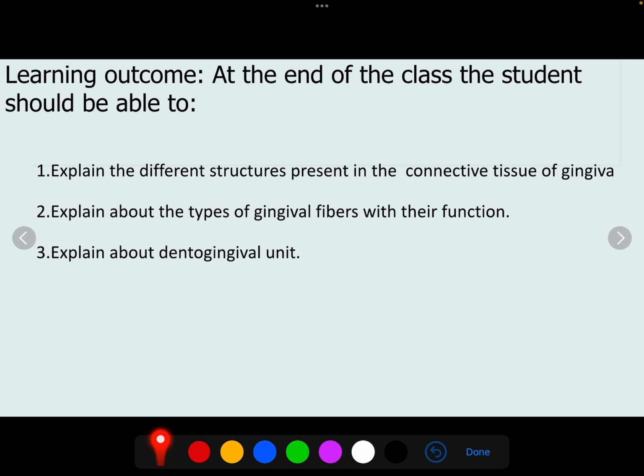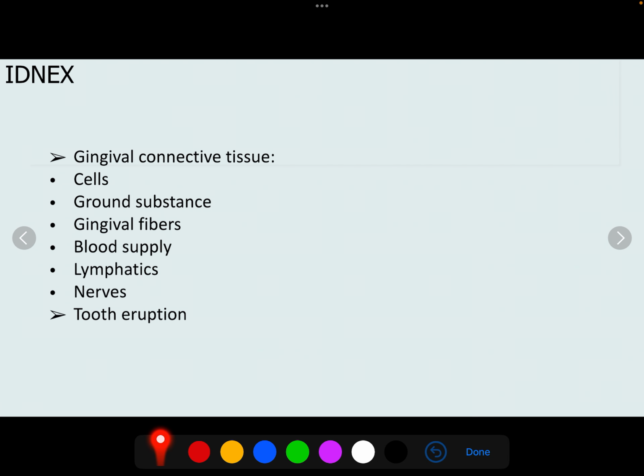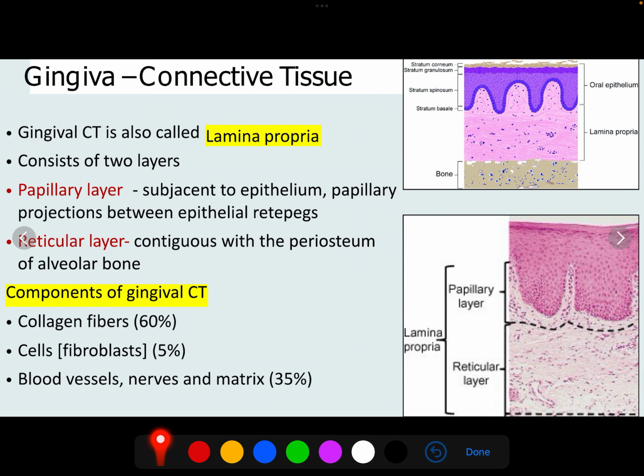So these are the learning outcomes. At the end of the class the student should be able to explain the different structures present in the connective tissue of the gingiva, explain the types of gingival fibers with their function, and explain the dentogingival unit. So these are the contents we will be discussing.